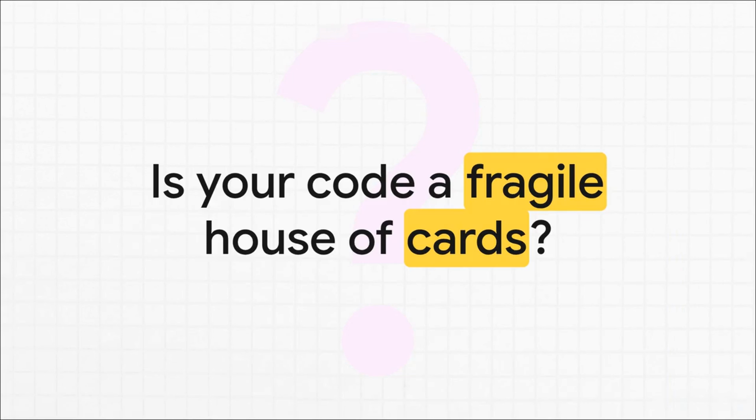You know that feeling, right? You make what seems like a tiny, harmless change over here, and then suddenly a completely unrelated feature on the other side of the application just collapses. It's that classic house of cards, and it's a sign that the foundation of your code is a little shaky.